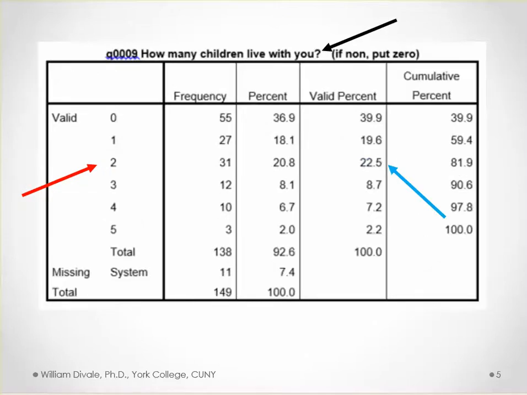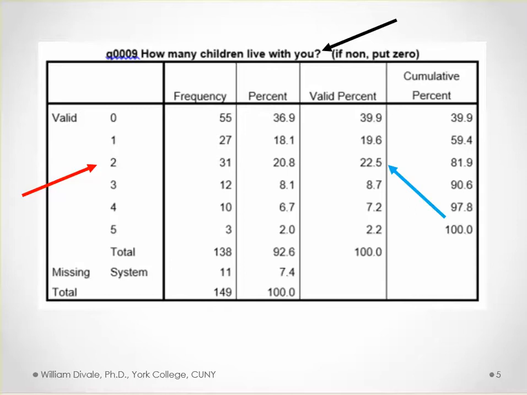Now this frequency slide refers to the variable of how many children live with you. And we see on the red arrow, 55 people said they had no children living with them, 27 people, if you look under the frequency column, said they had one child living with them, and then finally 3 people said they had 5 children living with them. 10 people said they had 4, and so on.